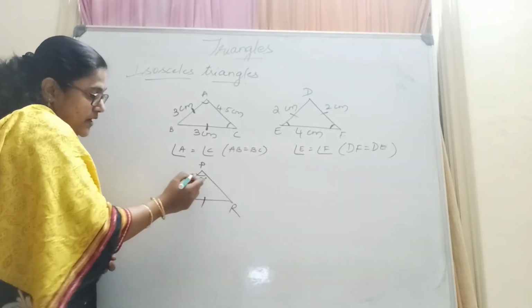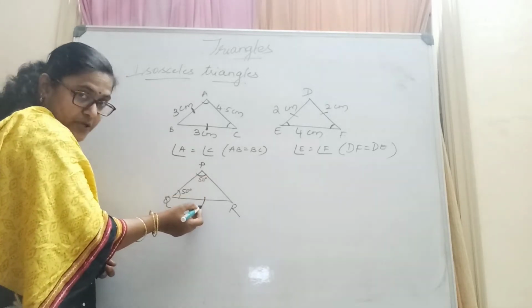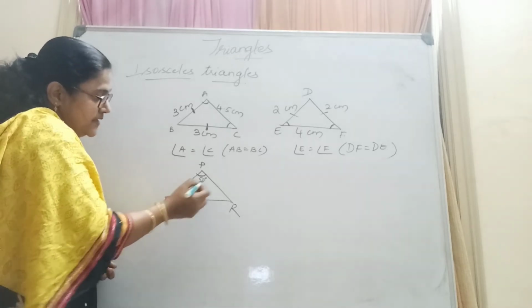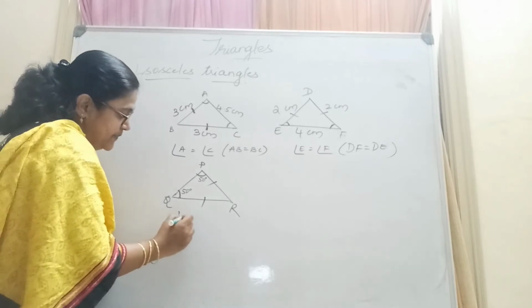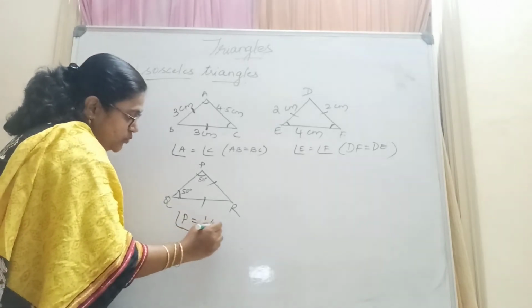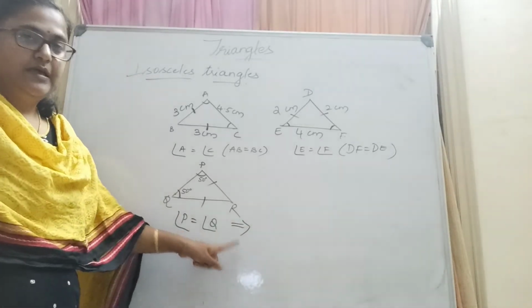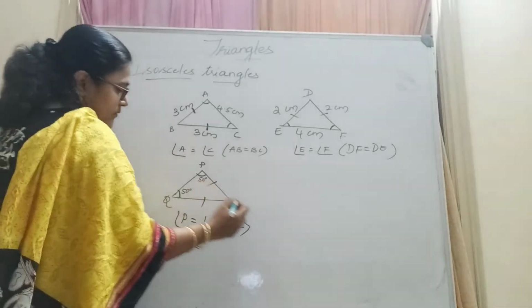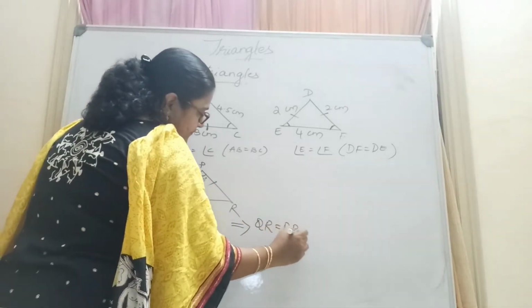Sorry, not PR, QR. Opposite to this angle is side QR. Same way, opposite to angle Q is PR. So here angle P is equal to angle Q. That implies, we call this as implies, because of this, QR is equal to PR.